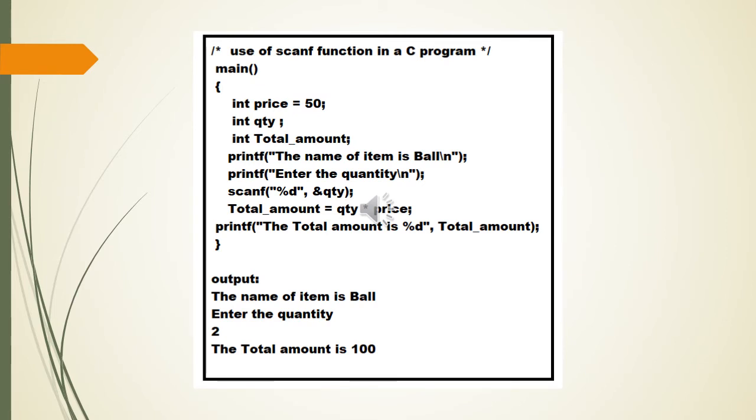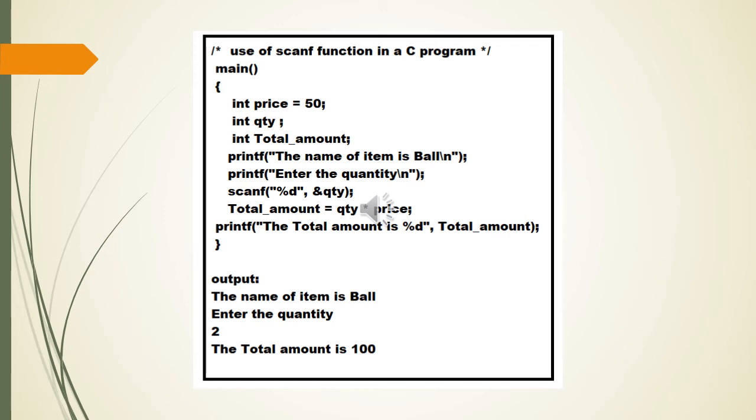Use of the scanf function in a C program. This is a simple program I designed. For example, there is an item named ball, and how many balls you want is called the quantity, and there is a price. You can ask for the price from the terminal, or you can assign the value of price in the program. Here we need three variables: price, of type int, which we assign the value 50 per ball; quantity, of type int; and total amount, of type int.